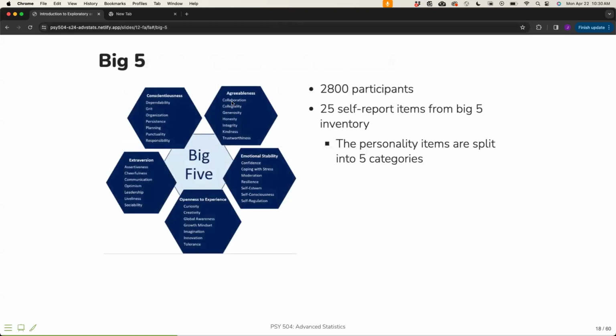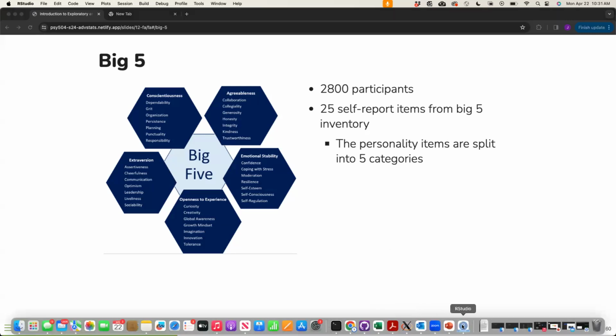To highlight these steps, we're going to use data from 2,800 participants. We have a very large sample size, and each participant answered 25 self-report Likert scale items from the Big 5 inventory. The Big Five inventory, for those that don't know, is a personality theory that states that there are 5 major dimensions of personality. One is conscientiousness, the other is agreeableness, then emotional stability, openness to experience, and extroversion. Each item in the inventory represents one of these categories.